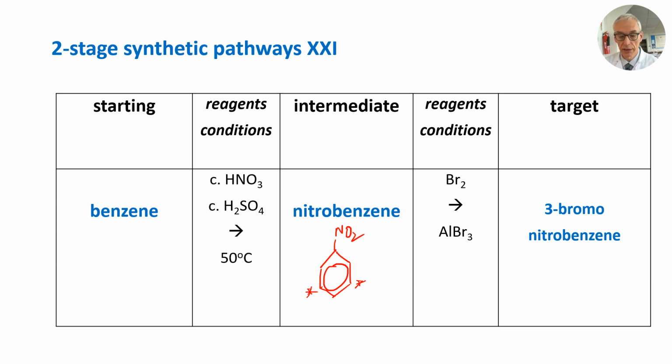So we then brominate with bromine and catalyst aluminium tribromide, and the substitution would be at position number 3. So 3-bromo nitrobenzene is the solution. Okay, so let's move on.